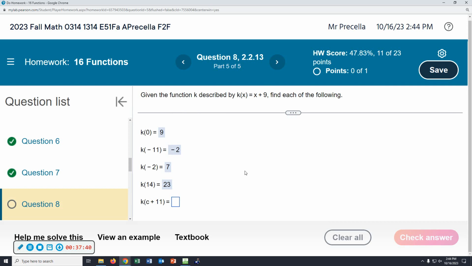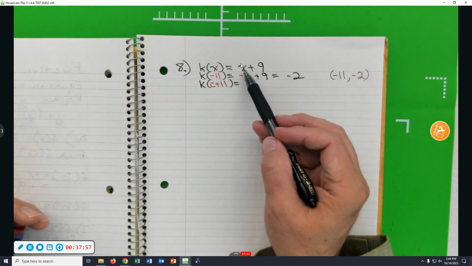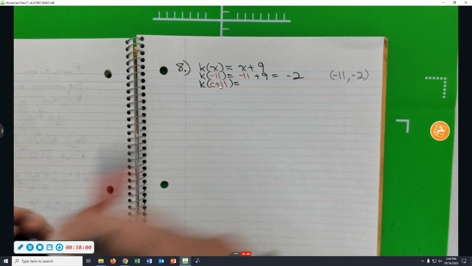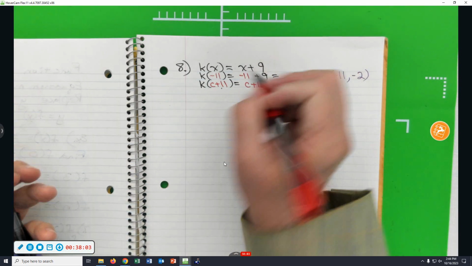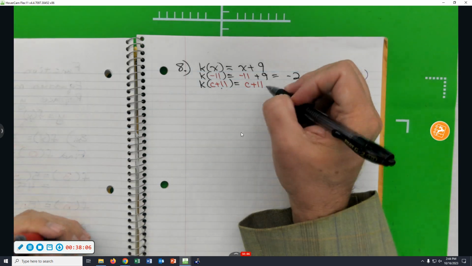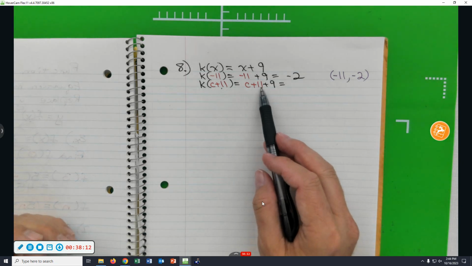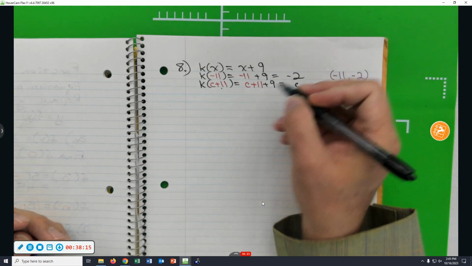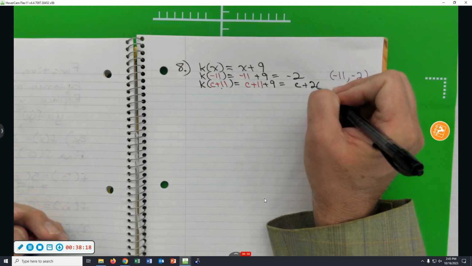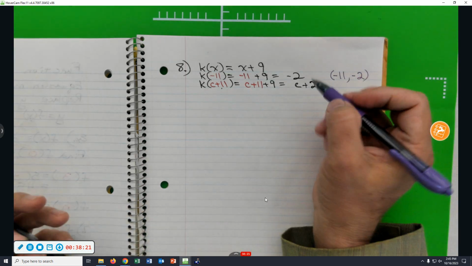Okay, now here's one for you to do. Find k of c plus 11. And you might be thinking, oh wow, that looks really hard. No, remember what we said earlier? Whatever's in the parentheses, you plug in for x. So you come up here to the x, you replace it with c plus 11. We also have plus 9 stuck on there, to give us a final answer of, well, we can't combine the c with anything, but the 11 plus 9, isn't that a plus 20? For a final answer of c plus 20.